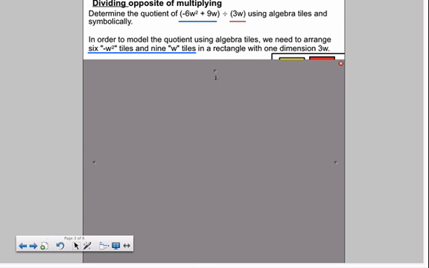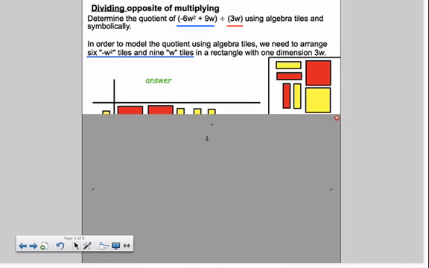So now we're just going to start with dividing. Dividing is just the opposite of multiplying. So what we want here is we're determining the quotient, or we're dividing negative 6w squared plus 9w divided by this 3w. So we're going to start this one using algebra tiles. Okay, so the first thing we do is we're going to make our grid, and we're going to arrange this first polynomial on the grid.